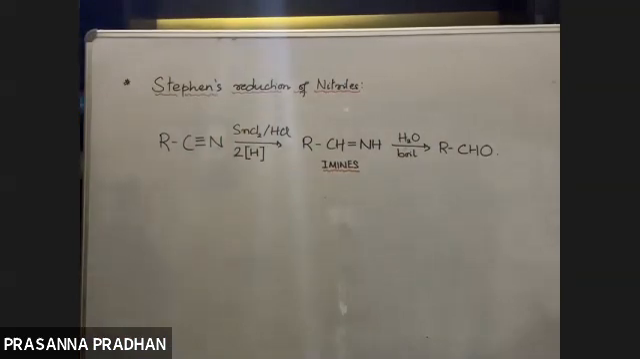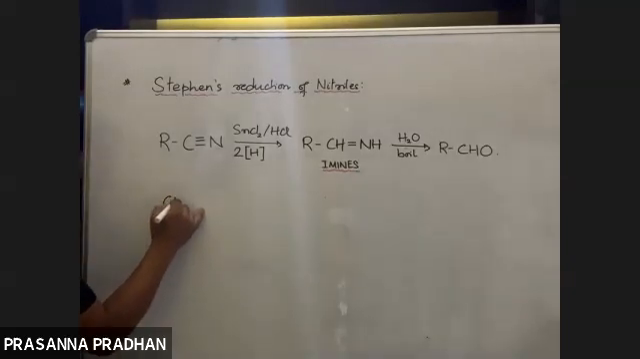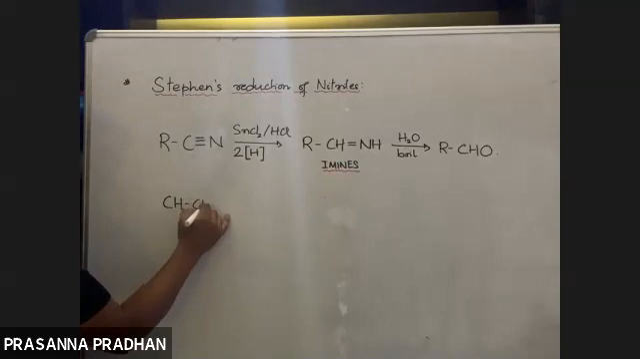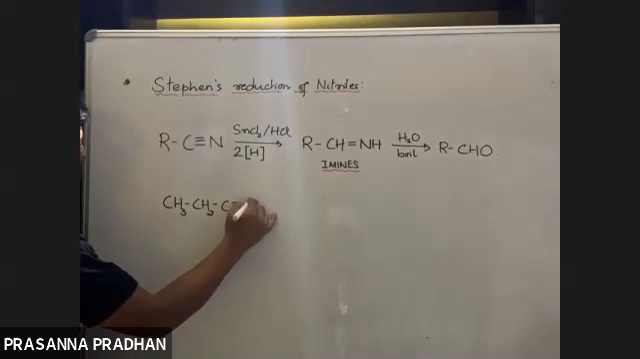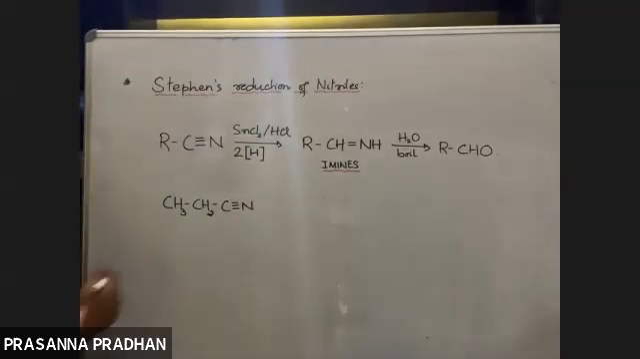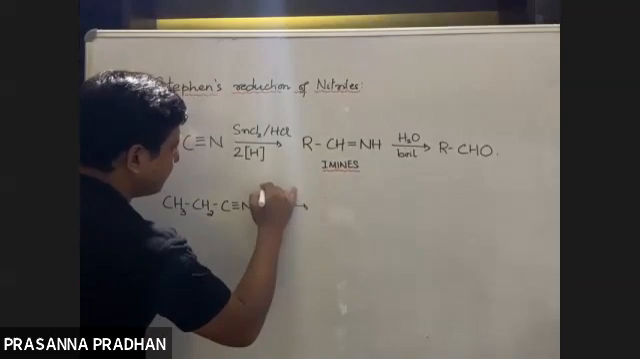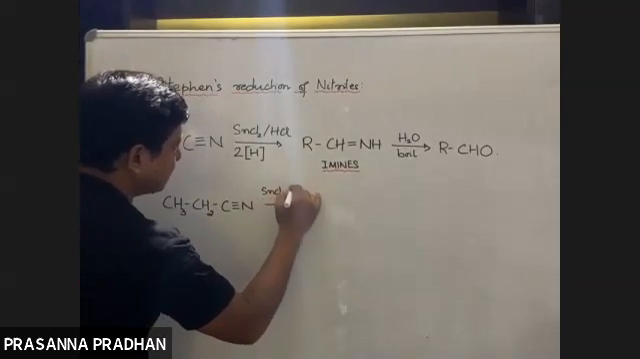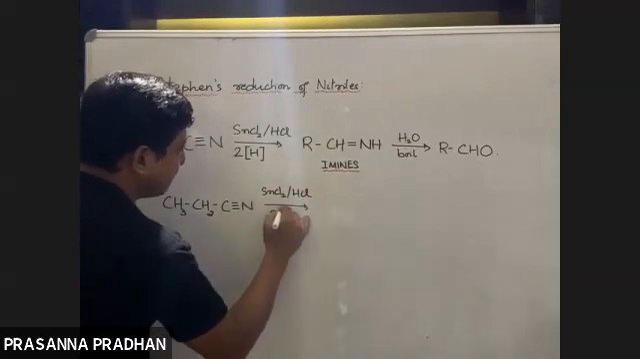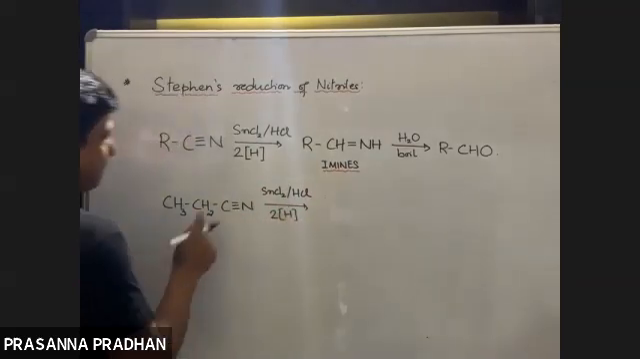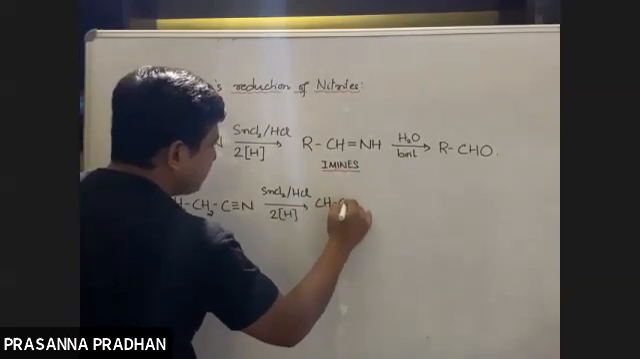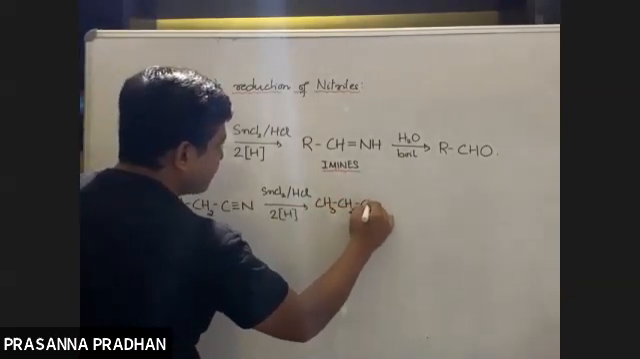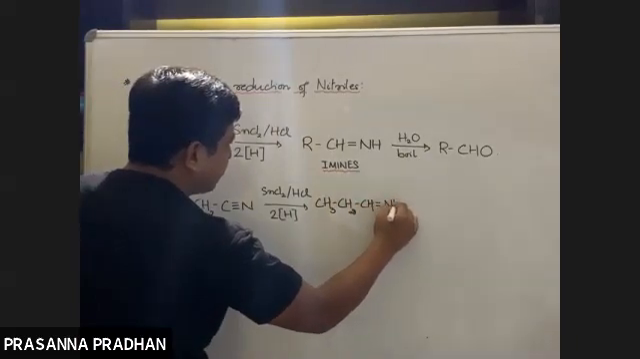Got it? Now, suppose I use propane nitrile out here. If I use propane nitrile, fine. Now I use the reagent SnCl2 HCl. Now we know in the process 2 nascent hydrogen are liberated, 1 hydrogen out here, 1 hydrogen out here. So what do we get? We get CH3 CH2, fine, CH; the triple bond will get reduced to a double bond, NH like this.